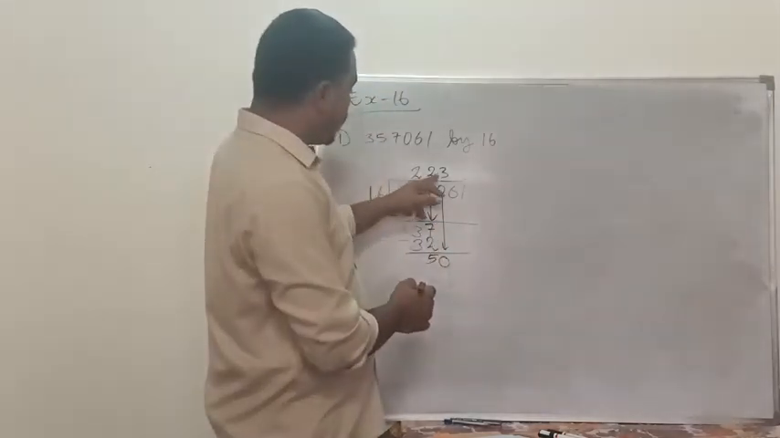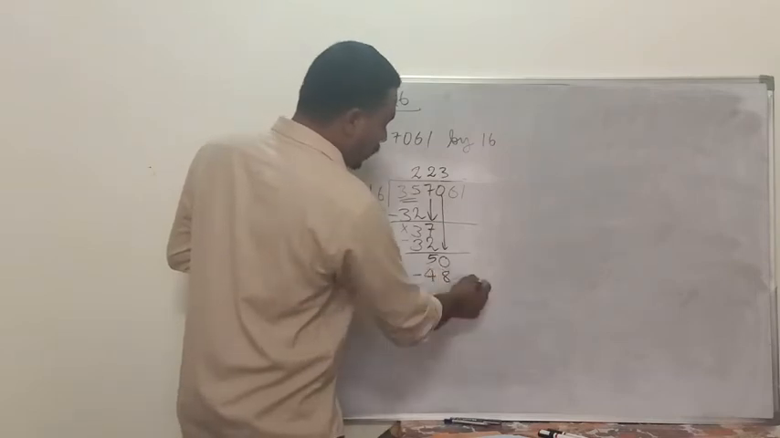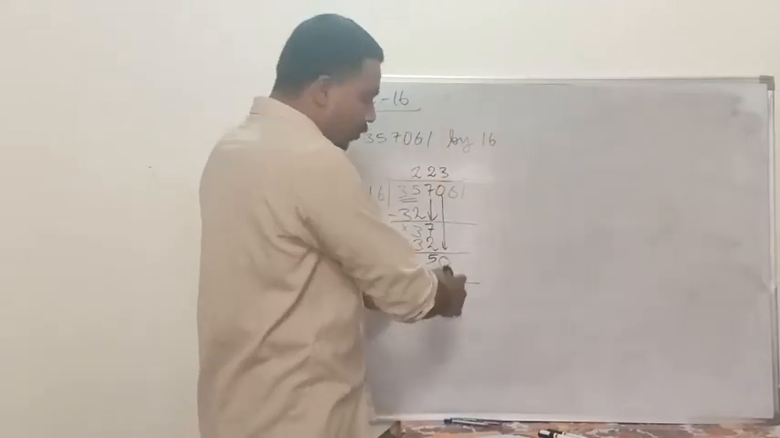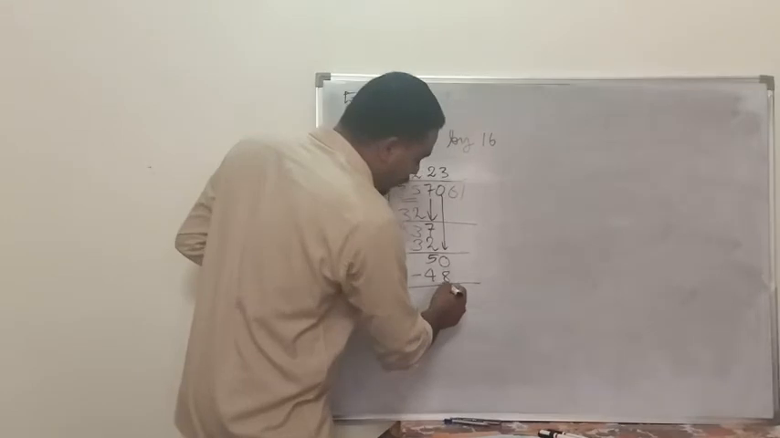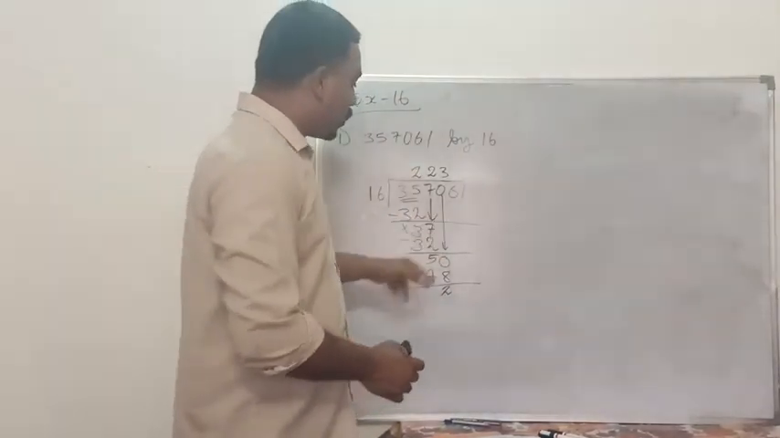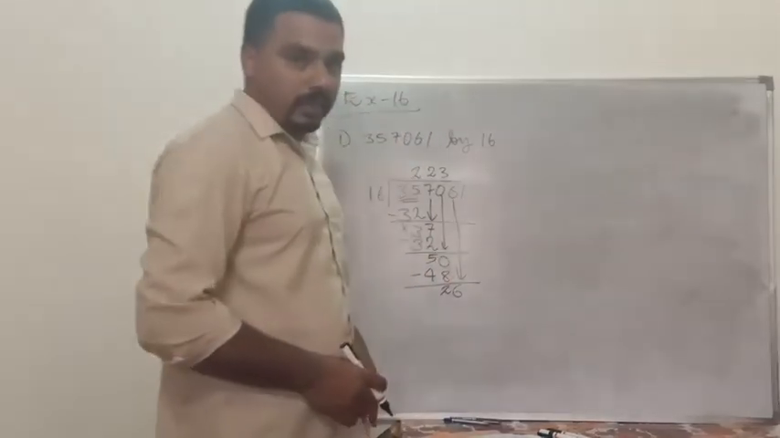Next, 16 into 3 is equal to how much? 48. Subtract it. As I told you, you proceed in this way. So 10 minus 8 is equal to 2. So 2 is less than the divisor. So take this 6 down. So it will be 26.